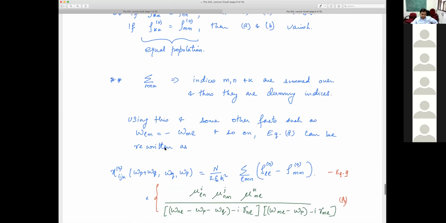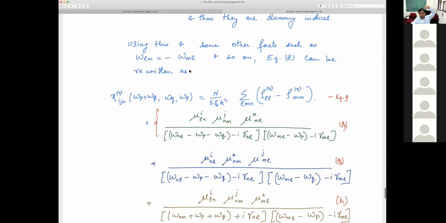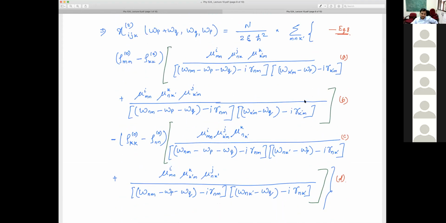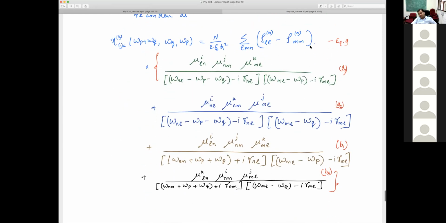Okay. So as I said, the indices m, n and k, the orbital indices, are summed over, and thus they are dummy indices. Using this and some other facts such as omega lm is equal to omega ml and so on, equation 8, which is this symmetrized susceptibility, I can rewrite in terms of just one difference of energy levels, basically. Okay, so this is also a very nice way of writing it, and this conveys slightly different information. But if you plot, etc., all the information is just identical.